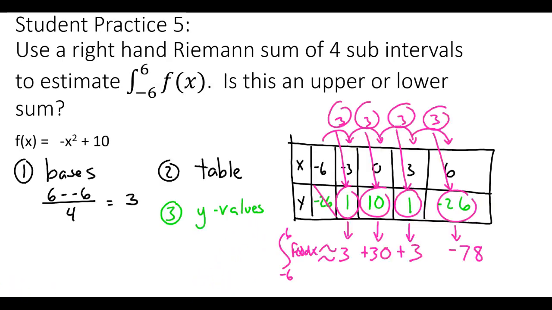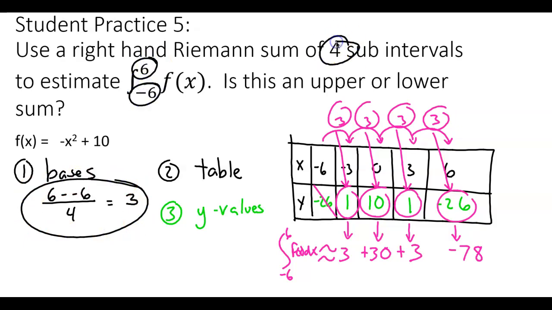All right, so here's my solution. I ended up with 3 plus 30 plus 3 minus 78. Let's see how I got there. So first of all, you figure out your base length by doing your last x value minus your first x value divided by the number of intervals they want. Each rectangle needs to have a base of 3. So that helps me move on to step 2, where I set up my table.